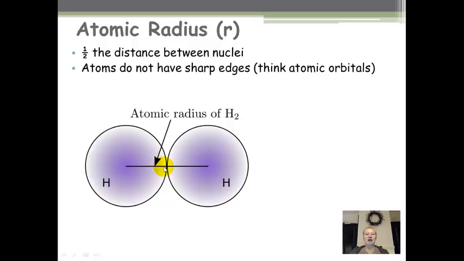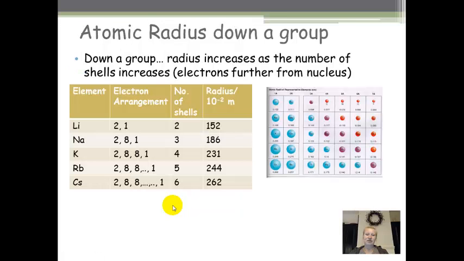So remember that atoms do not have sharp edges, so it's kind of difficult to measure the atomic radius, and that's why they do it when they're bonded to another atom. And for a list of atomic radius data, please reference Table 8 in your data booklet. Now, as we go down a group, the radius increases because as you go down a group, remember you're increasing energy levels. So, for example, lithium, you have 2 energy levels, sodium's 3, potassium's 4. So as we go down, your atomic radius is going to increase.